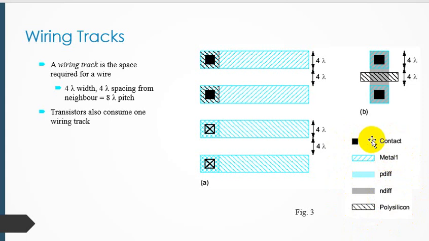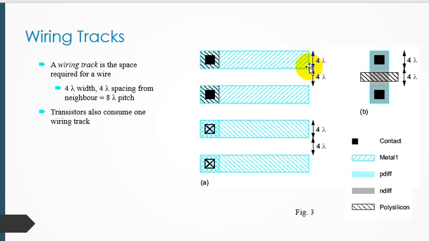The main and very important parameter to find out the area of any structure is the wiring track. Basically, a wiring track is the space required for the wire. In this figure you can clearly see 4 lambda width and 4 lambda spacing from the neighbor, which becomes 8 lambda, and we can say 8 lambda is the pitch of that particular CMOS.